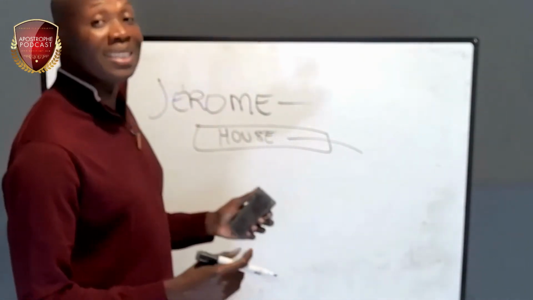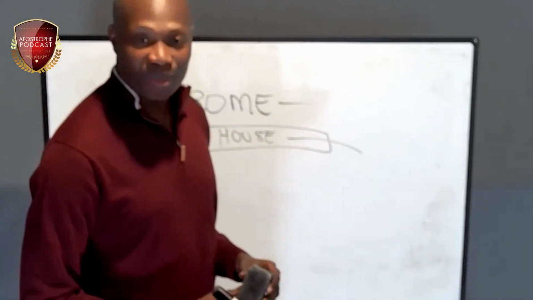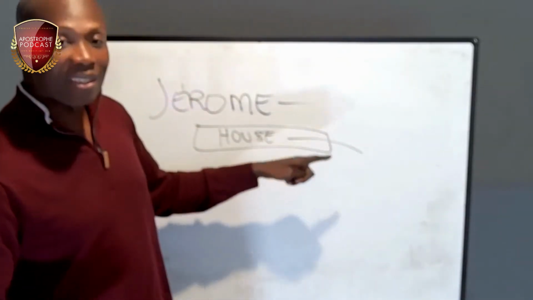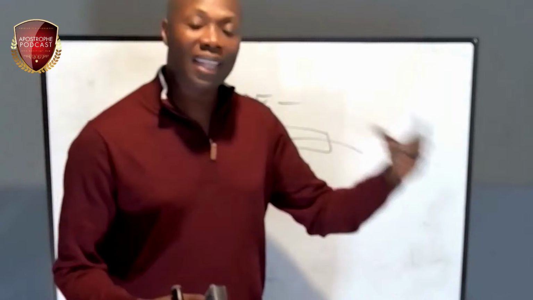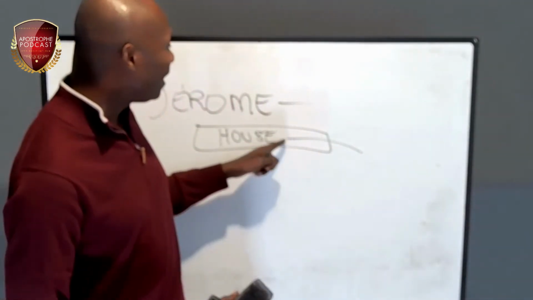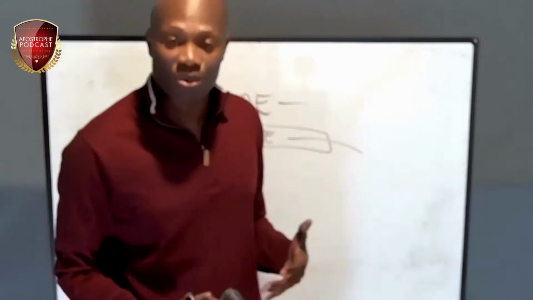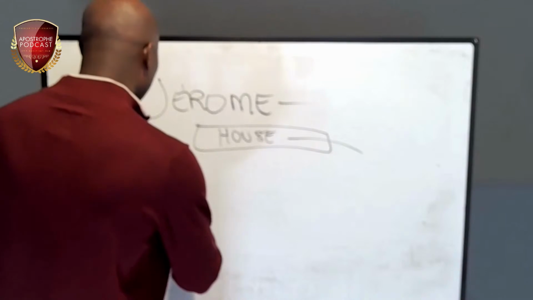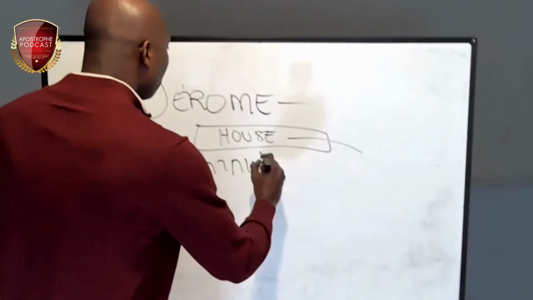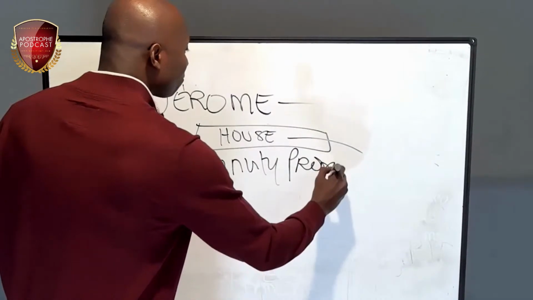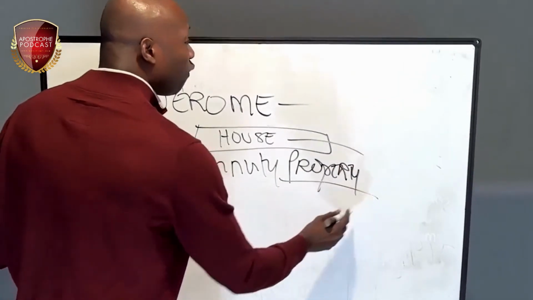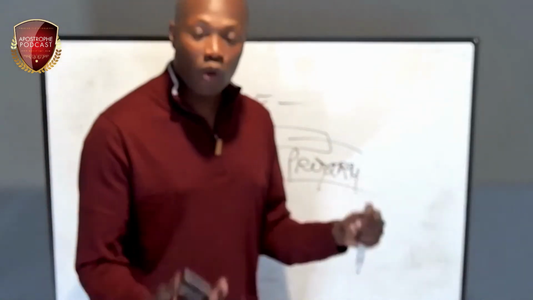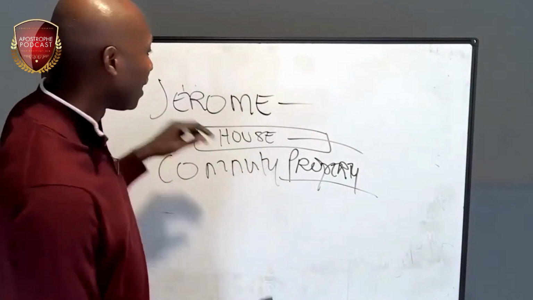Let's say that Jerome decided to sell the house. Guess what's going to happen? The same thing that happened to Gina. First, Jerome has to get Gina to sign. And after he sells the house, whatever he purchased with that money will enter community property. Once again, it's different from state to state. If you want to know how your state follows community property laws, check out the website.